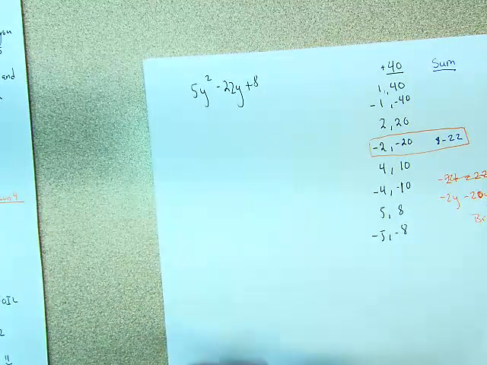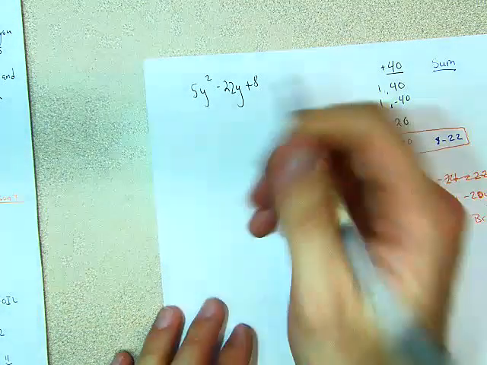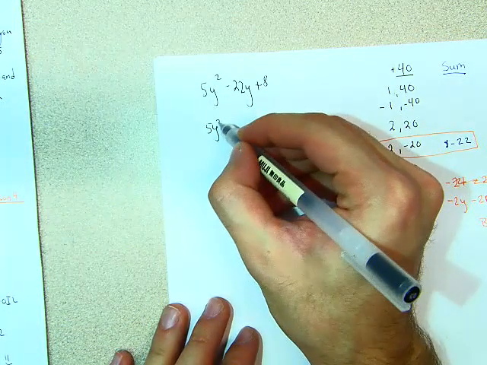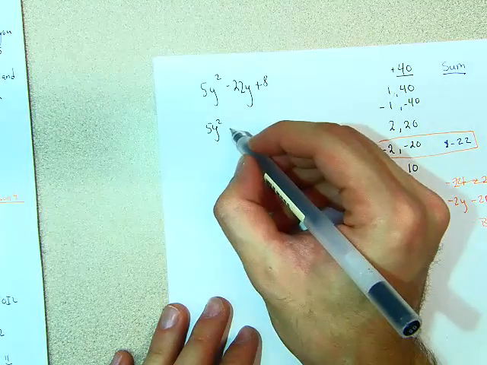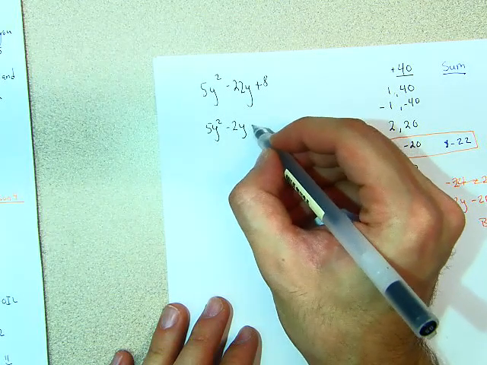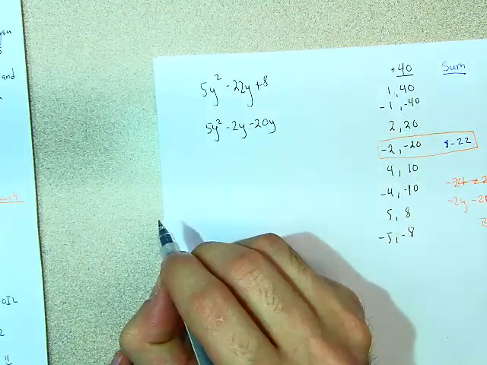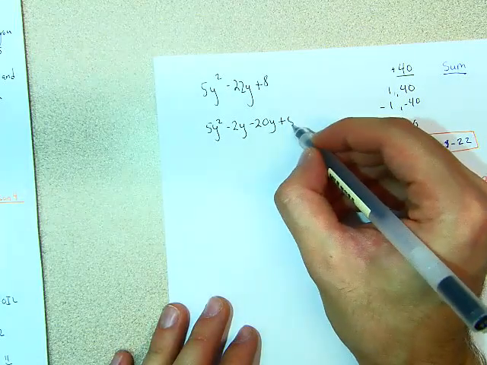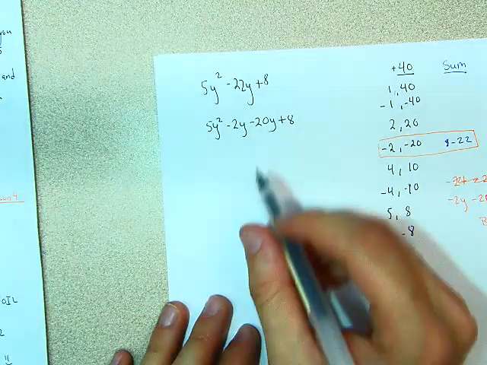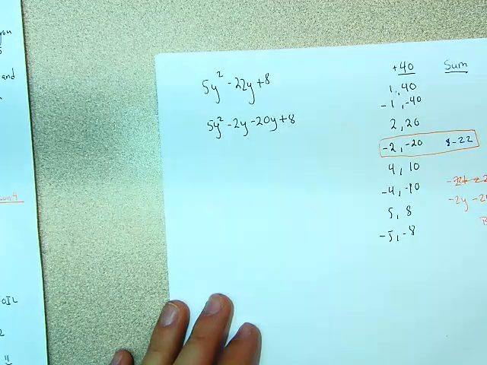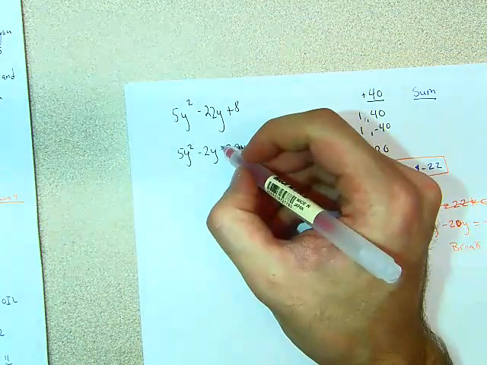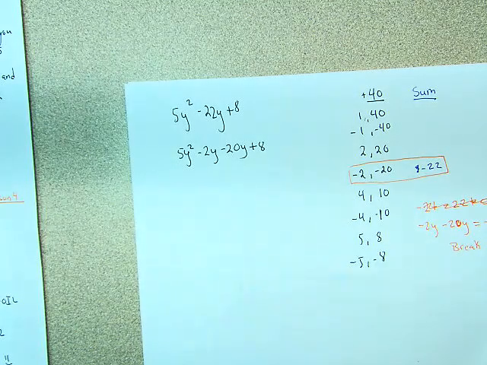And now what do you get? Remember, this stays the same. You have 5y squared minus 2y minus 20y plus 8. Okay. Now what's step 4? Factor by grouping.